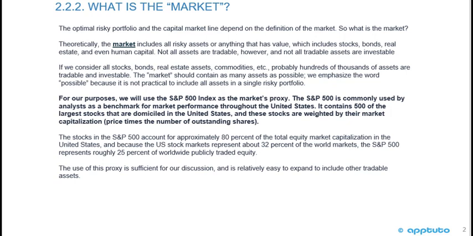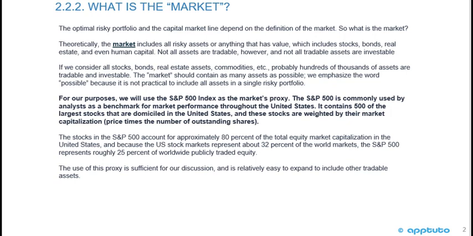Again, this is all going back to portfolio management theory and the academic theory. So in theory, the market includes all the risky assets. But in practice, and for our purposes, we will use the S&P 500 index as the market's proxy. The S&P 500 is commonly used by analysts as a benchmark for market performance throughout the United States. It contains 500 of the largest stocks that are domiciled in the United States, and these stocks are weighted by their market capitalization, price times the number of outstanding shares. So the S&P 500 is a market cap weighted index.